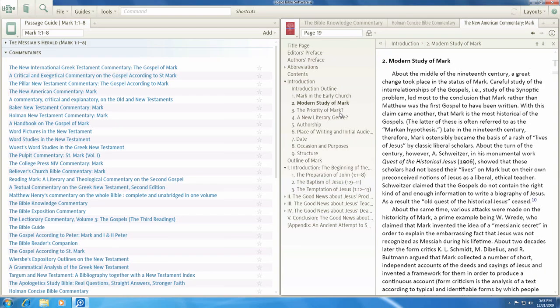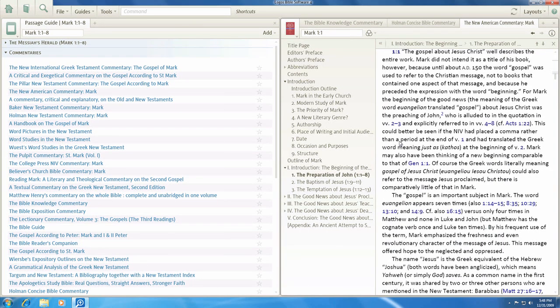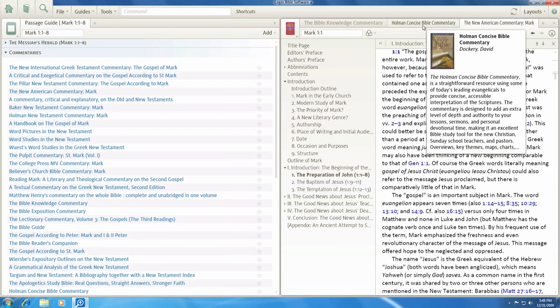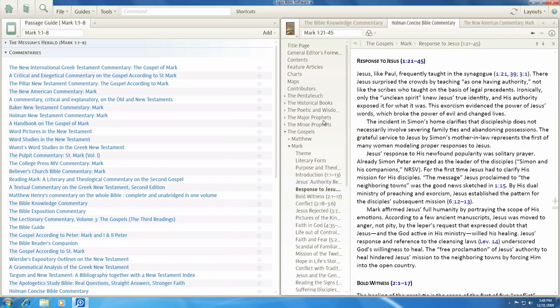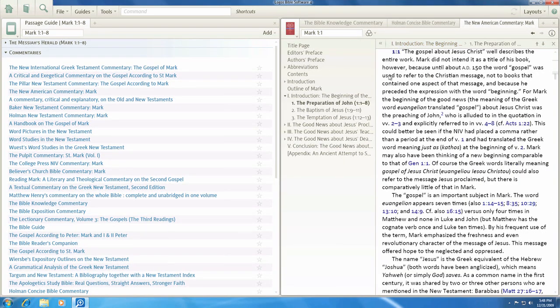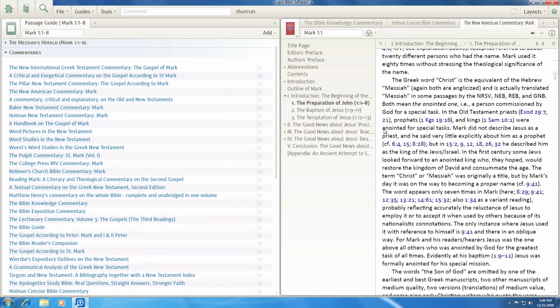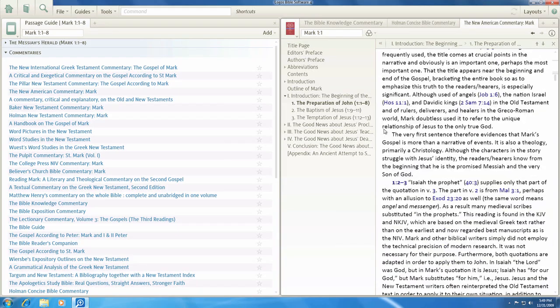Now, just for comparison, let's take a look at the amount of commentary that's given to Mark 1:1 in the New American Commentary and the Holman Concise Bible Commentary. Here we have 3 paragraphs for these verses. On this other resource, we have several paragraphs just for that one verse.